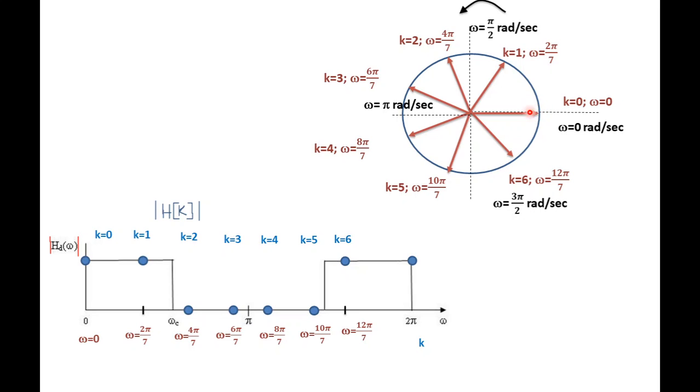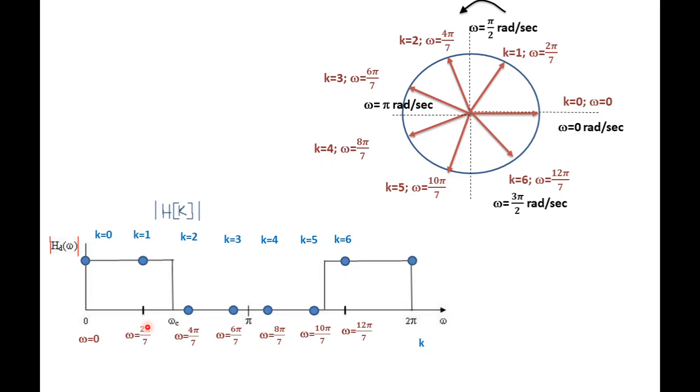K equal to 0 corresponds to omega equal to 0. K equal to 1 corresponds to omega equal to 2 pi by 7. And similarly, k equal to 4 corresponds to omega equal to 8 pi by 7. So similarly, this omega plane is discretized to 7 different samples. Rolling out this omega into a linear portion gives the magnitude of this frequency response, where this omega c in our example is pi by 2.